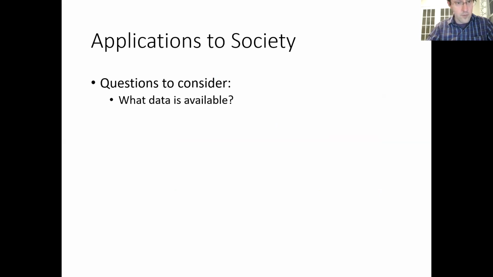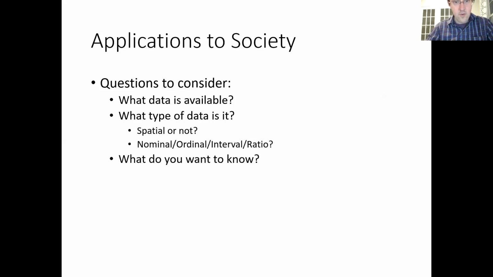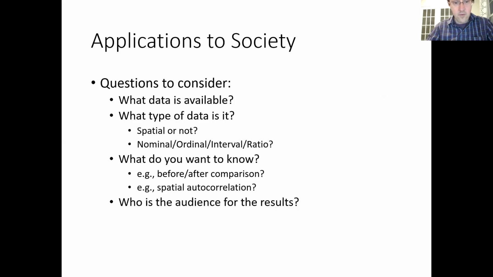So as I said, just repeating this in slide form, questions to consider: what data is available? What type of data is it? Is it structured as a series of books? Is it a series of maps? Is it a computer table? How are you getting the data? Is it spatial, nominal, ordinal, interval, ratio? And what do you want to know? That's where the questions come in. What are you asking of the data? Do you want, say, a before and after comparison? Looking for spatial autocorrelation? Just a couple examples there.